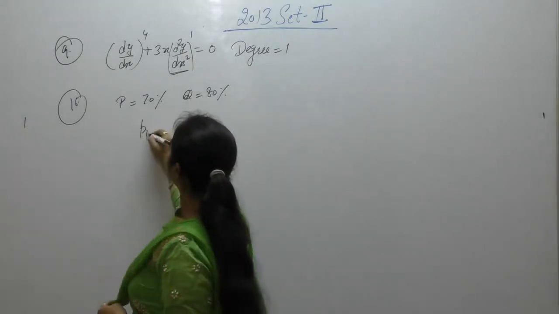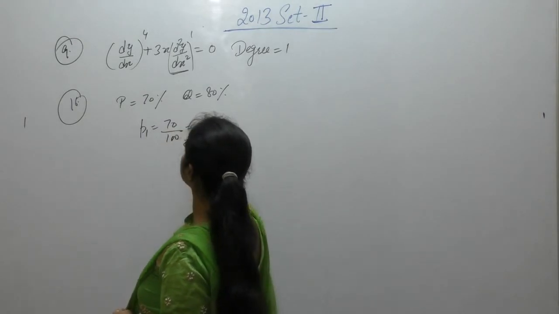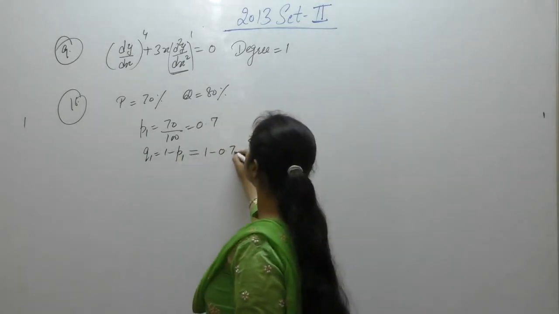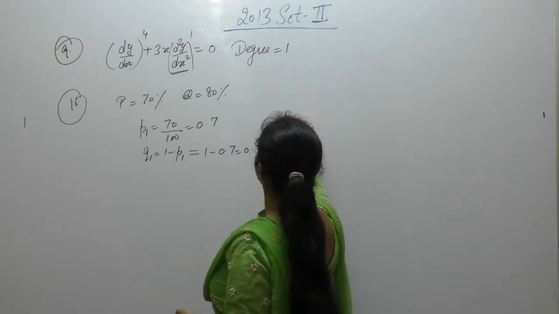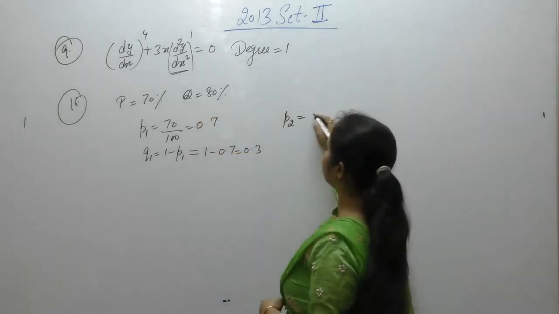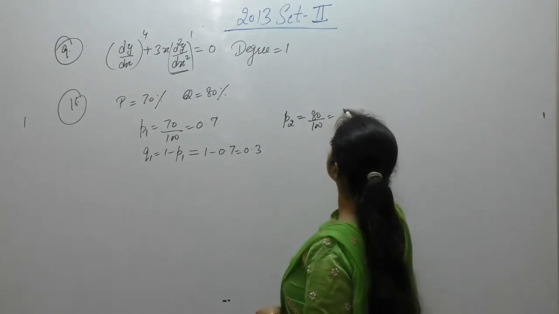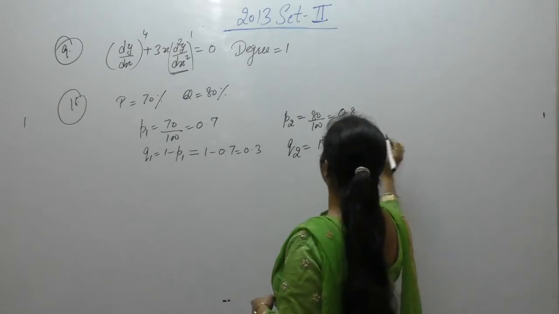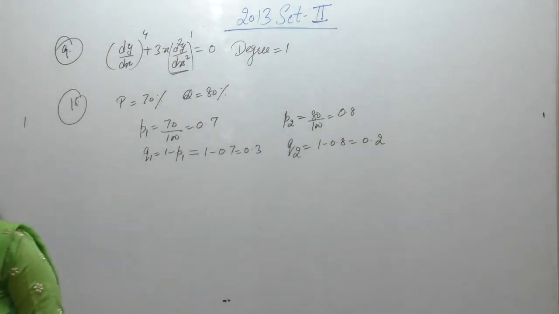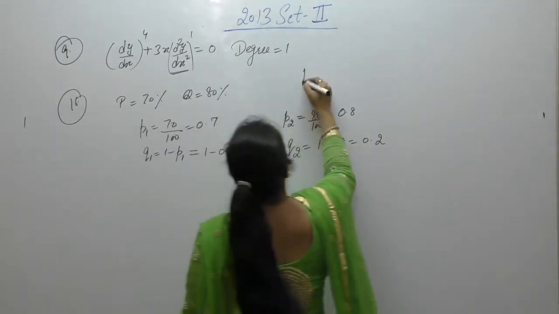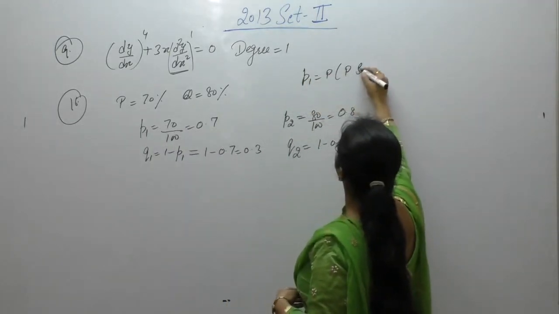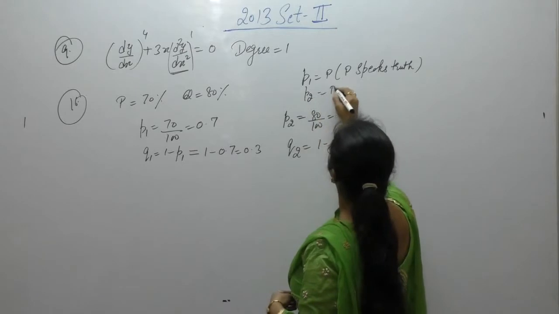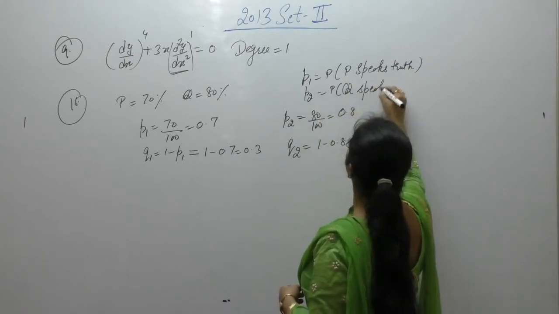Now the probability of P speaking the truth is 70%, that is 0.7. So the probability of not speaking truth is 0.3. The probability of Q speaking the truth is 80%, and the chance of Q not speaking the truth is 0.2. Let P1 be the probability that P speaks truth and P2 the probability that Q speaks truth.